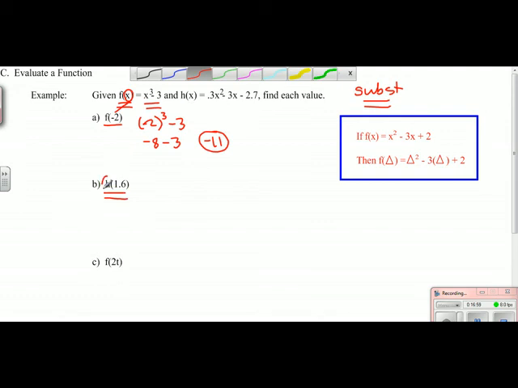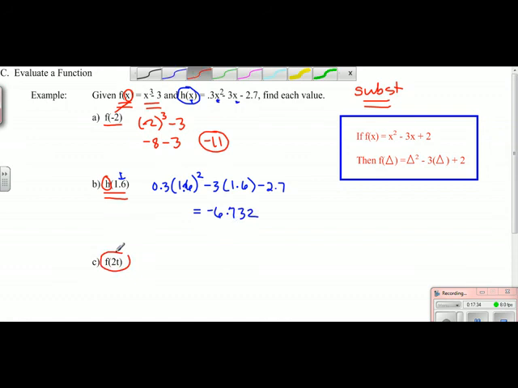Here, I'm going to go to the h recipe right here. And wherever there's a variable, right here and right here, I'm going to replace it with 1.6. So I'm going to have 0.3 times 1.6 squared minus 3 times 1.6 minus 2.7. And if you crank that all out with your calculator, you're going to get negative 6.732.